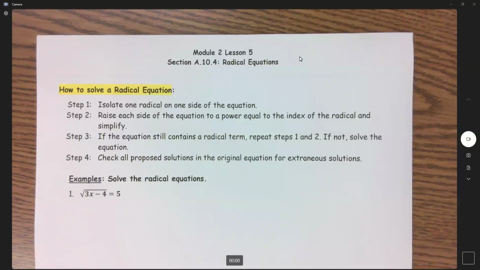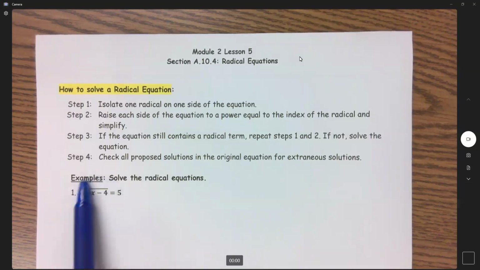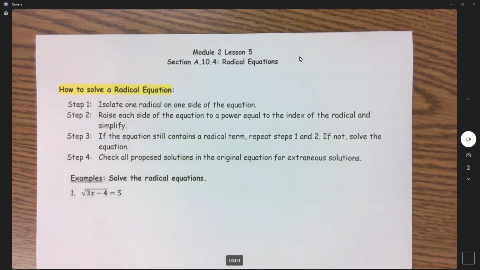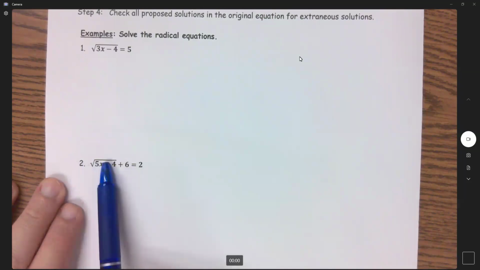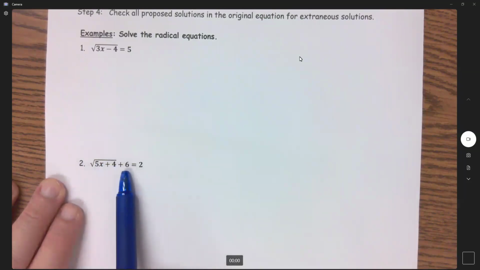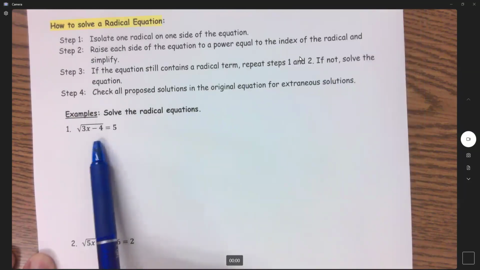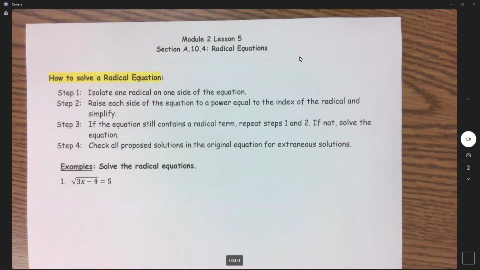This lesson starts off with your steps on how to solve a radical equation. And the first step is to isolate one radical on one side of the equation. So what I mean by that is this one has one radical isolated, where you have just the square root on this side. This one, however, is not isolated because you have the square root plus 6 not in that square root. So we want to get it into this form here.